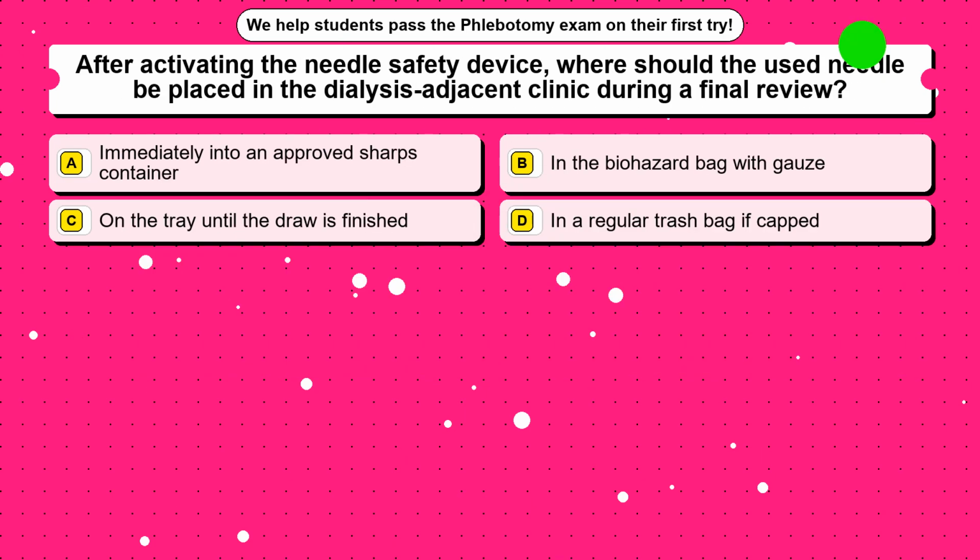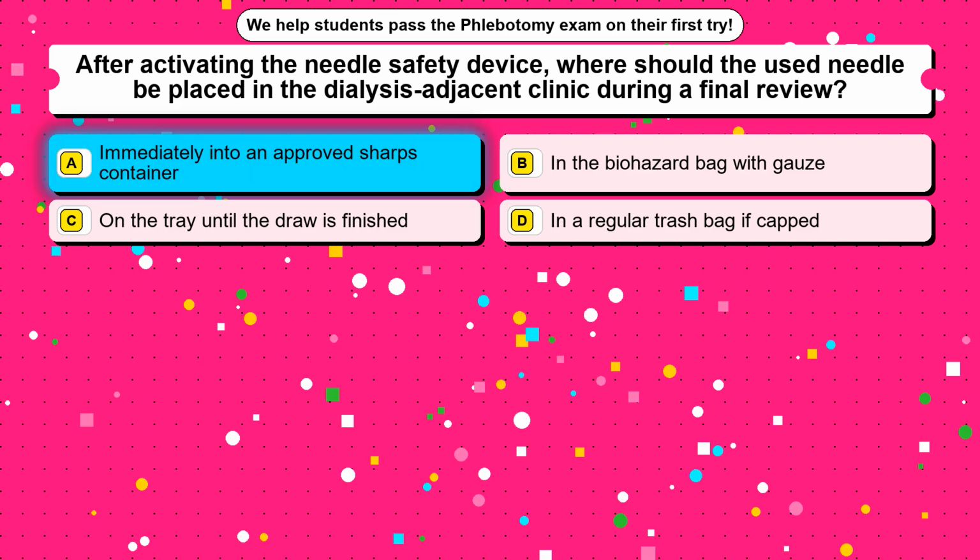Question 12. After activating the needle safety device, where should the used needle be placed in the dialysis adjacent clinic during a final review? Option A. Immediately into an approved sharps container. Option B. In the biohazard bag with gauze. Option C. On the tray until the draw is finished. Option D. In a regular trash bag if capped. The correct answer is option A.